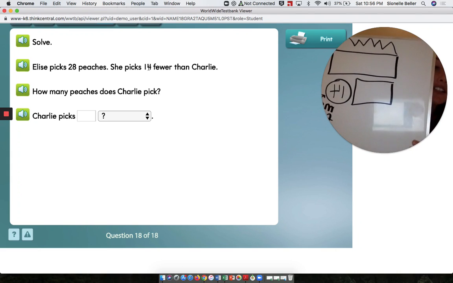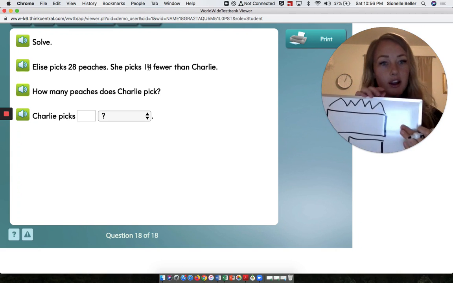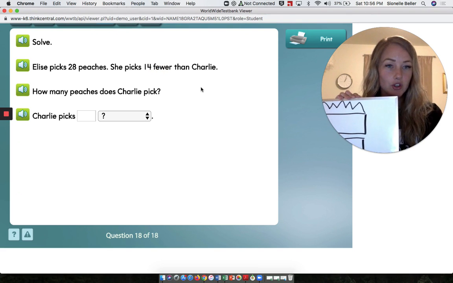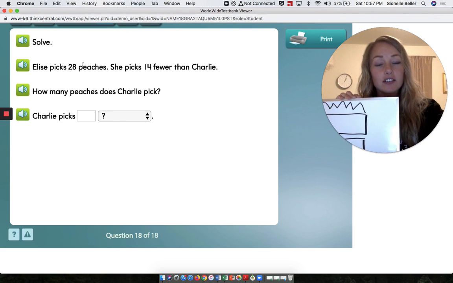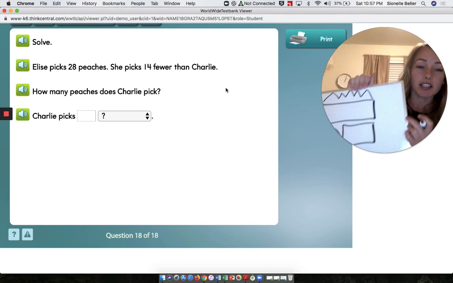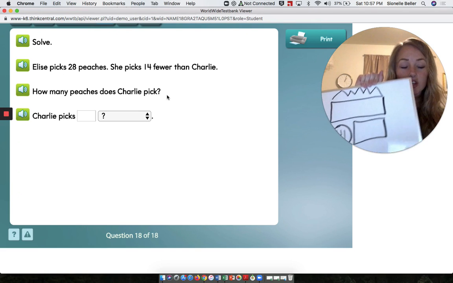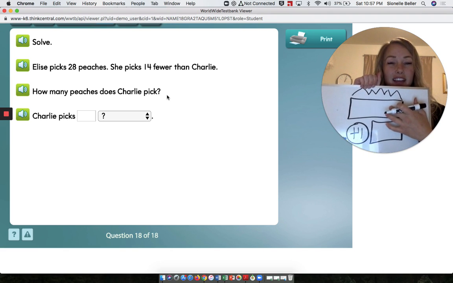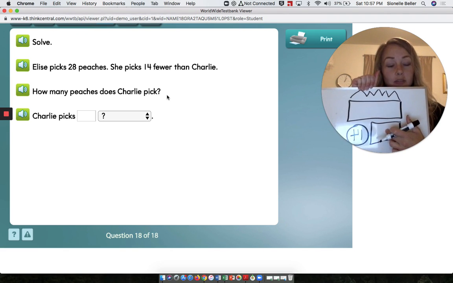Okay. Now we just need to decide who's the queen or the king of the problem, who has the most peaches. It says Elise picks 28, and she picks 14 fewer than Charlie. Fewer means less. So Elise, she picked less than Charlie. That means Charlie picked the most. So Charlie gets to be on top. How many peaches does Charlie pick? Do we know? No, so we have to leave the top blank. Elise picked less, so she goes down on the bottom. Do we know how many she picked?